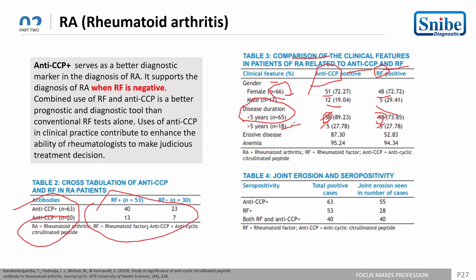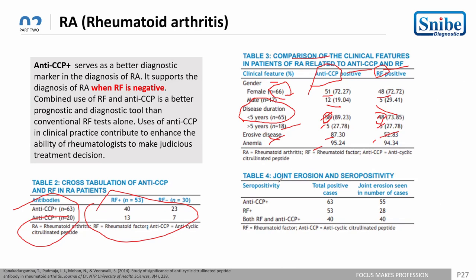In erosive diseases, it has been reported that 87 were anti-CCP positive, and RF positivity is also less in erosive disease. In the case of anemia, anti-CCP positive is 95 as compared to 94.34 for RF, which is equally good. In the anemic condition, both anti-CCP and RF positive results show as an indicator of the anemia.